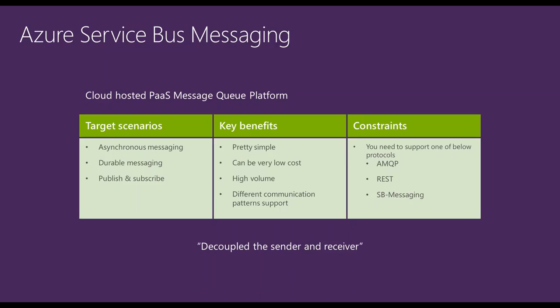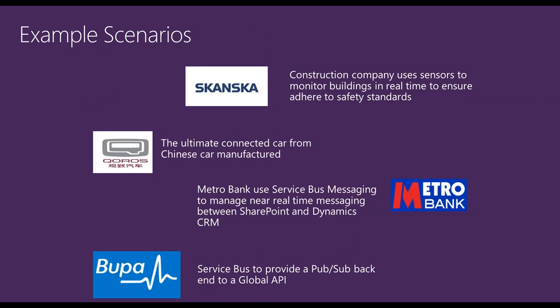Now, with Service Bus messaging, a couple of examples of what people have done with it. Some examples from the website are Skanska. They're a construction company, and they've been using Service Bus to do monitoring of different things in buildings. I think the idea was they used to have people who would go to buildings and do some safety checks, and unless someone happened to be at that building, they would miss a lot of things that they should really sort out.